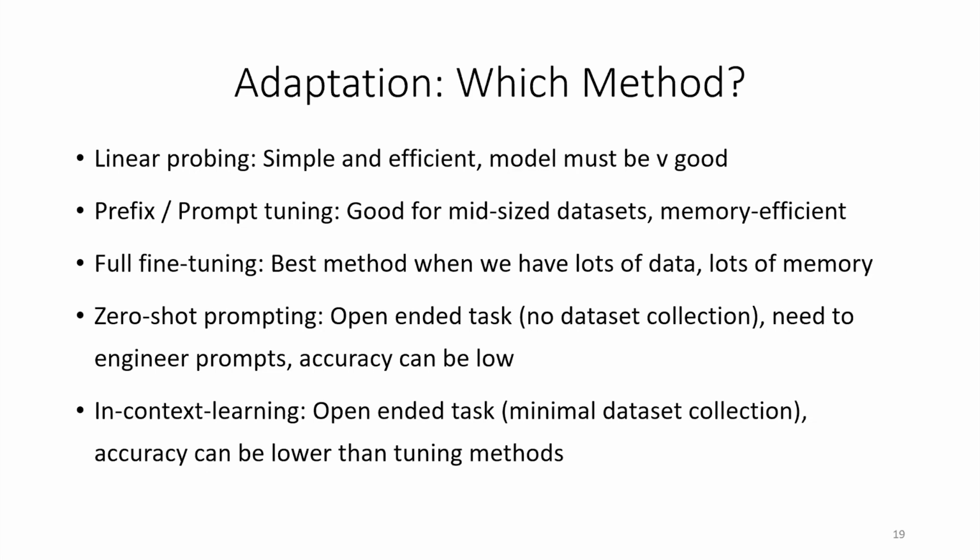There's zero-shot prompting, which is kind of convenient, right? You just give it an instruction. You don't need to put in any effort. But you need to engineer these prompts, and it looks very cool, but the accuracy for deployments can be kind of low. And then there's in-context learning, which is kind of somewhere in between zero-shot prompting and a lot of the fine-tuning methods. So it's nice because it's open-ended. You don't need to do much data set collection. You can just type in some examples. The accuracy can be lower than tuning methods, but they could be reasonable for many tasks.